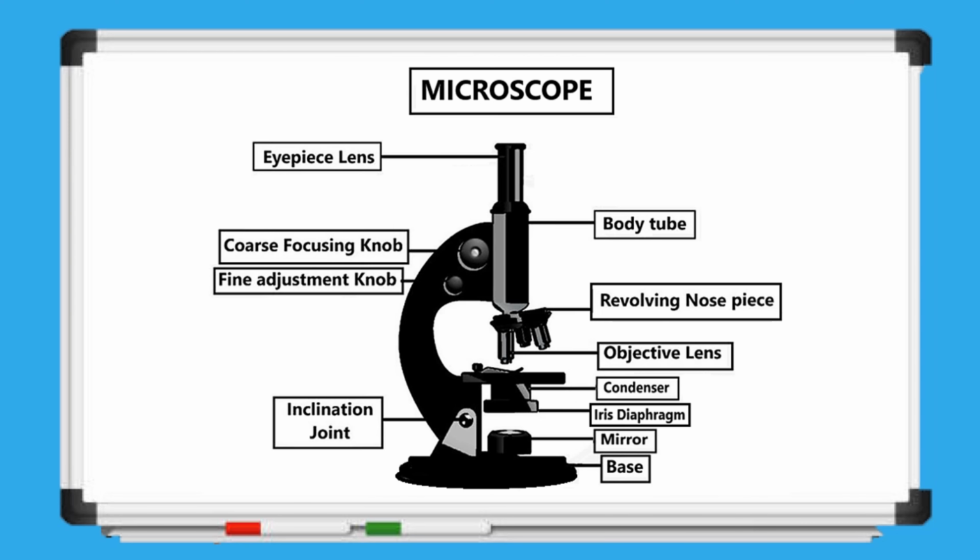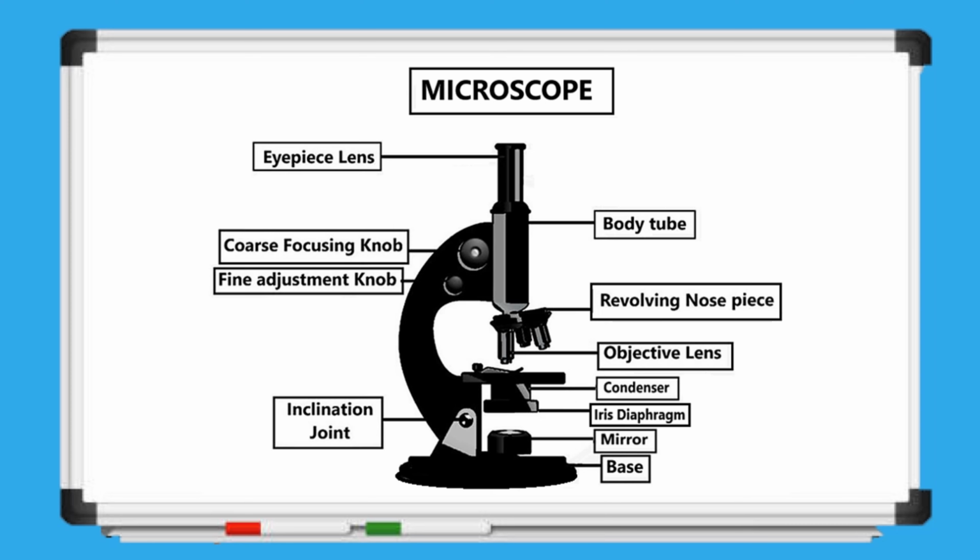A light microscope consists of several key parts that work together to magnify small specimens. The eyepiece lens allows you to view the image, while the body tube keeps the lenses aligned. The coarse focusing knob helps with initial adjustments, and the fine adjustment knob provides precise focus. The revolving nosepiece holds different objective lenses, offering various magnifications.